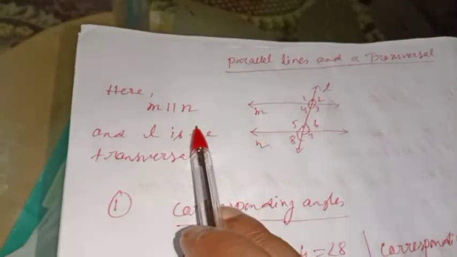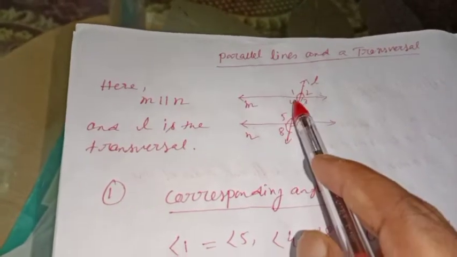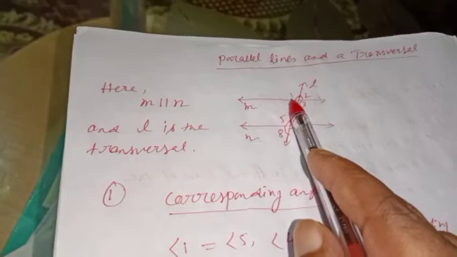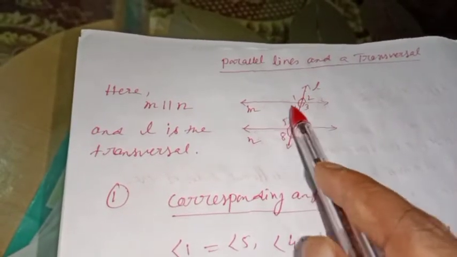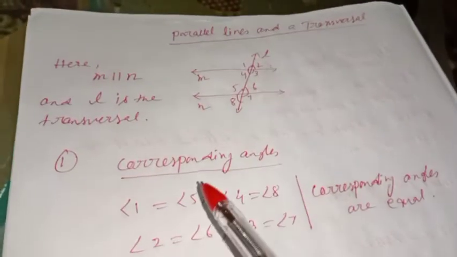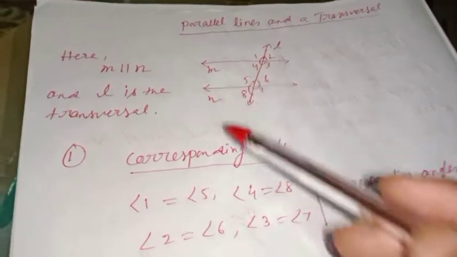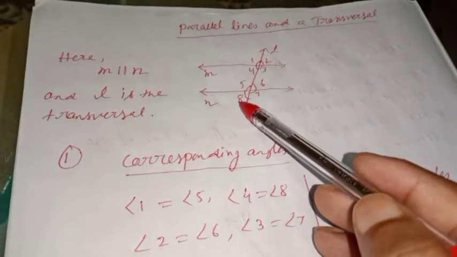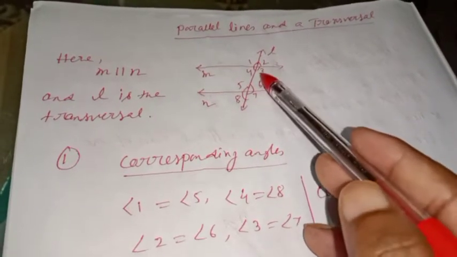Next, parallel lines and a transversal. You already know about parallel lines. Two lines are said to be parallel if they lie on the same plane and, when extended, they never intersect each other. Suppose M and N are two parallel lines, M parallel to N, and line L is the transversal because L intersects both the lines. Then we get 8 angles, numbered 1, 2, 3, 4, 5, 6, 7, 8. Angles 1 and 5 are called corresponding angles. 4 and 8 are corresponding, 2 and 6 are corresponding, and 3 and 7.